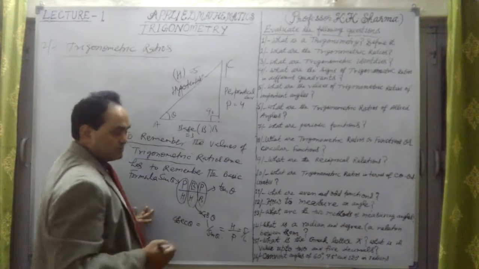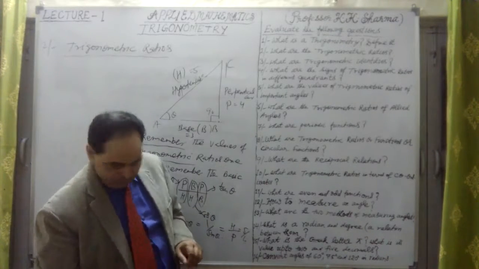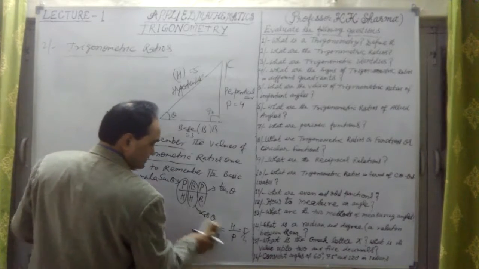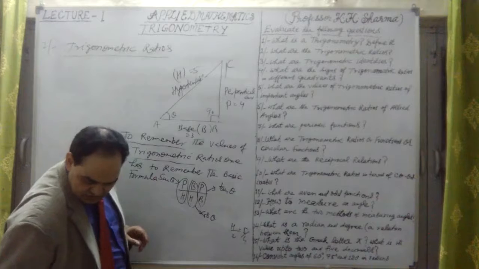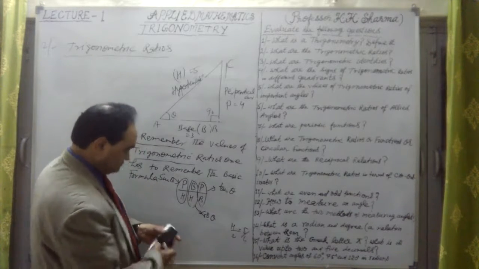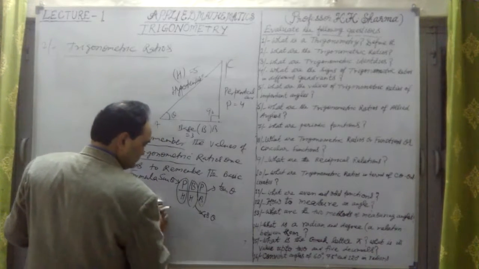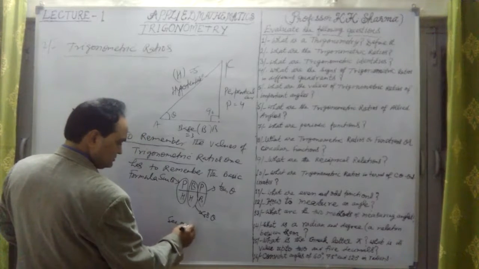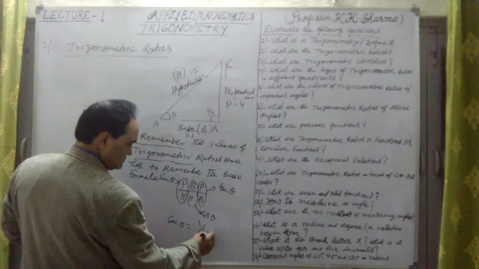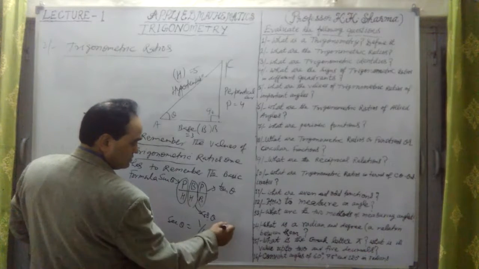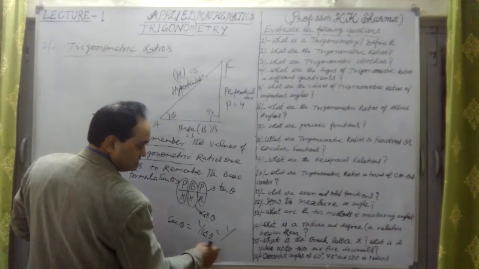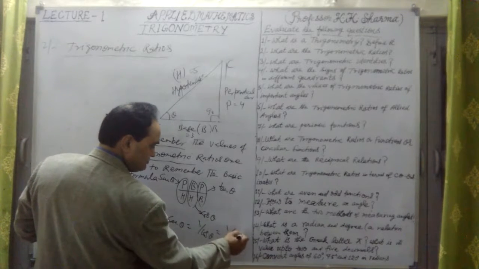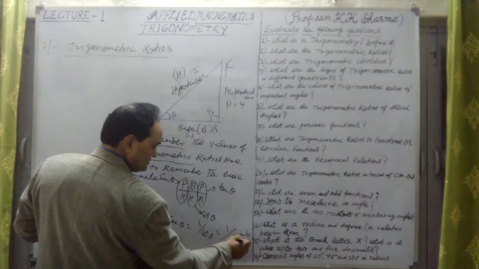Okay, so in this way we calculate the value. The opposite is cosec theta, the reciprocal of sin theta, and secant theta is the reciprocal of cos theta. Secant theta is 1 upon cos theta. Now 1 upon cos theta, with cos theta as B upon H, means H upon B. This is H by B.